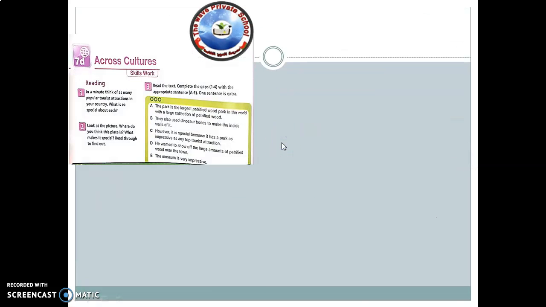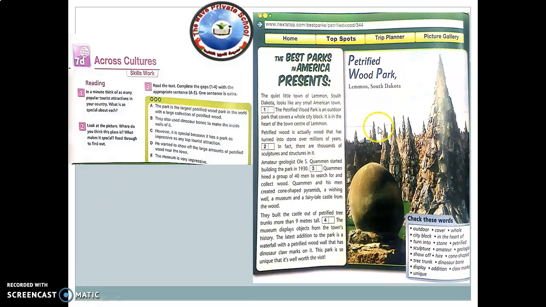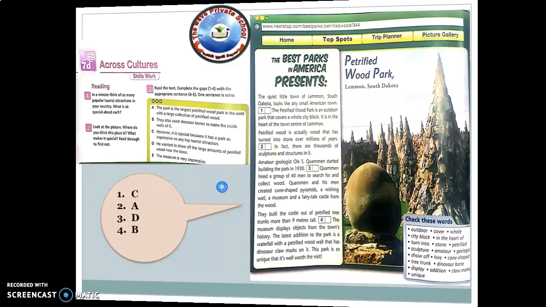Now, this is a cross culture. So this is the reading text about petrified wood. Petrified wood are woods that have been turned to stone by nature for millions of years. So this is the text. I have given you the answers here. Write the answer there, but please read it actually. And then check these words here on this list.